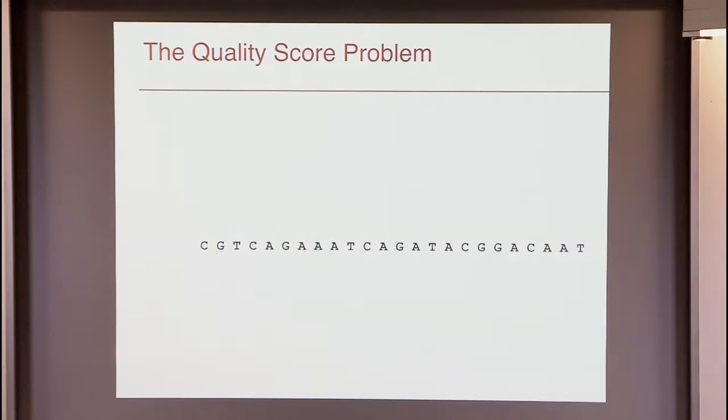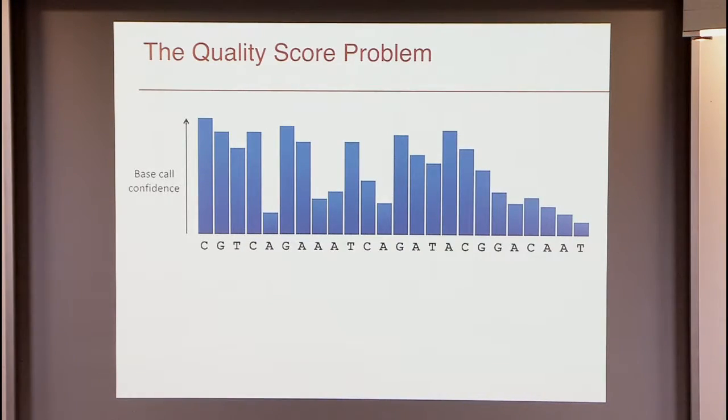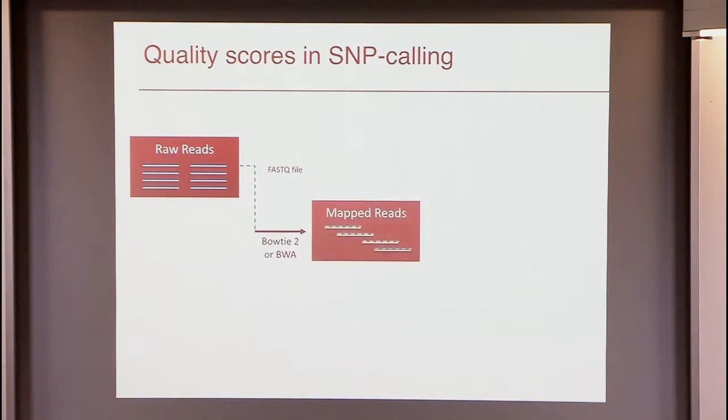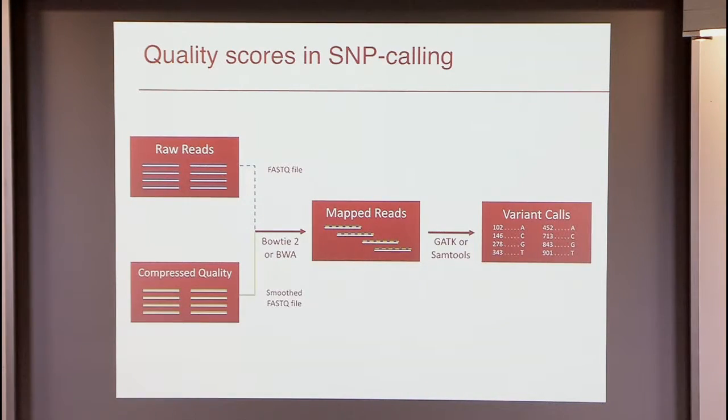Sequencing equipment gives quality scores, which are a measure of the confidence in the base call at each position. Now, the problem is, as I said, these take more space, in fact, than the nucleotides if we compress them naively. So given reads from a genome, can we efficiently compress quality scores without losing too much accuracy? In fact, we might even improve accuracy. So the role of quality scores in SNP-calling is, we've got some raw reads in a FASTQ file.